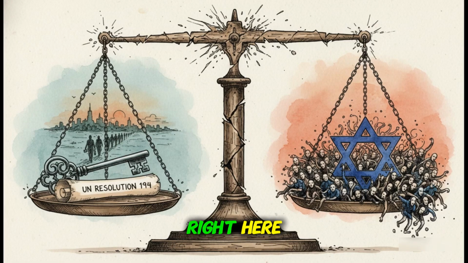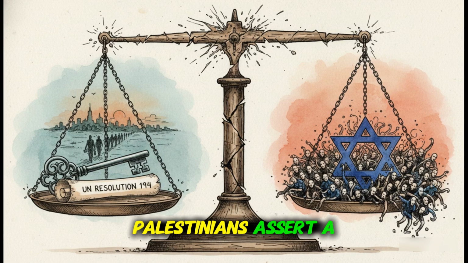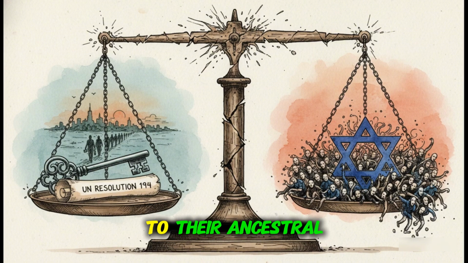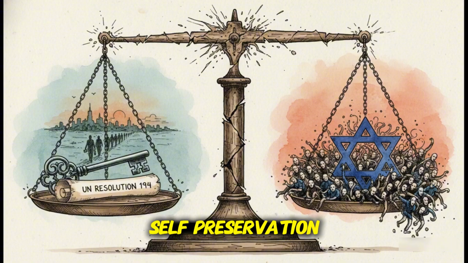This slide right here captures one of the most difficult existential dilemmas of the entire conflict. On one side, Palestinians assert a right of return to their ancestral homes, a right that's supported by a UN resolution. On the other side, Israel sees the return of millions of refugees as a demographic threat to its very identity as a Jewish-majority state. It's a direct clash of foundational narratives, the Palestinian quest for justice versus the Israeli imperative for self-preservation.